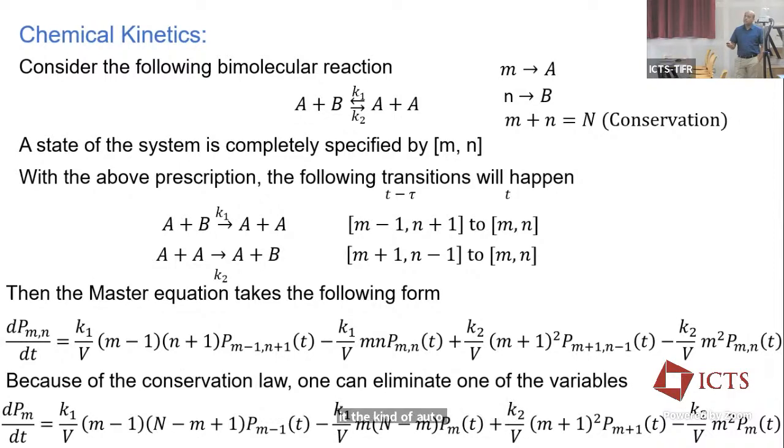So basically the conversion of this reactant will also be on the right hand side. So here we are introducing the number of particles in that way. This M is the number of particles of A, and N is the number of particles of B, and I'm saying that this is a conserved system, so M plus N equals N.